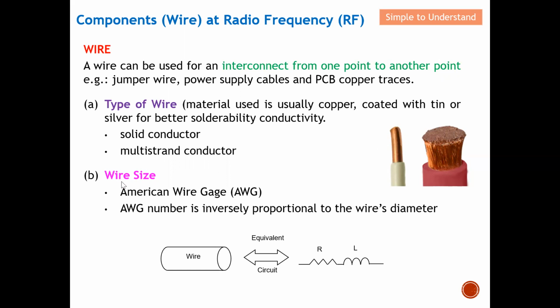How we determine the wire size is by this standard, which is called the American wire gauge. Over here, which is shown on the table on the next slide, the diameter of the wire can be presented in these AWG tables. The AWG number is inversely proportional to the wire diameter, which means that when I increase my AWG, my wire diameter reduces. So they have an inverse relationship between AWG and the wire diameter.